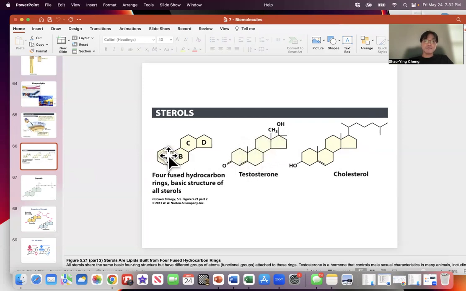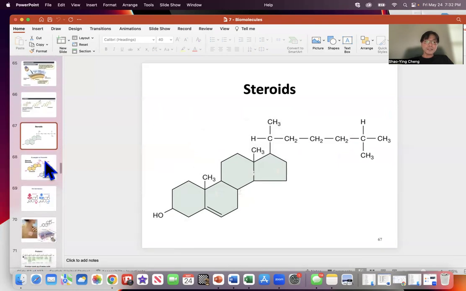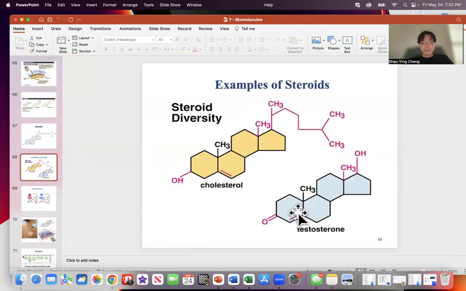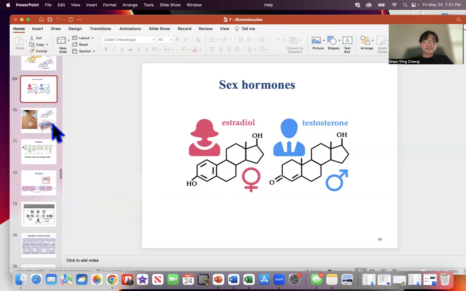I tell my students, recognize the four rings. These four rings won't change. They just change a little bit of the functional group, but these four rings remain the same. So they just take those four rings and modify one of those functional groups a little bit, and it turns out you can create testosterone from cholesterol. Just change a little bit, and that's testosterone. Don't worry about those detailed structures. I just ask you to recognize those four rings. And the male sex hormone, testosterone, and the female one, estrogen, are actually very similar. So we use them to produce the sex hormones.